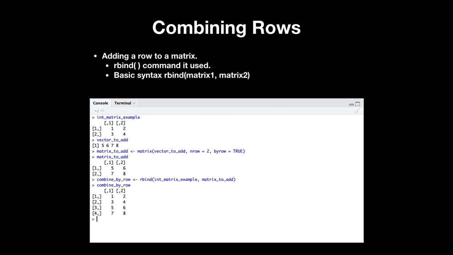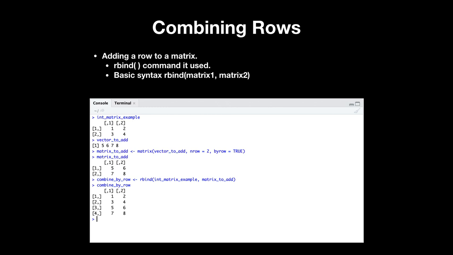You're going to be using the function rbind. That's the command that's going to be used, and your basic syntax behind rbind will be passing the variables that you want to combine. So variable 1 here is going to be matrix 1 followed by 2.